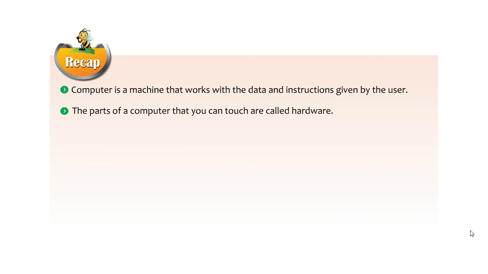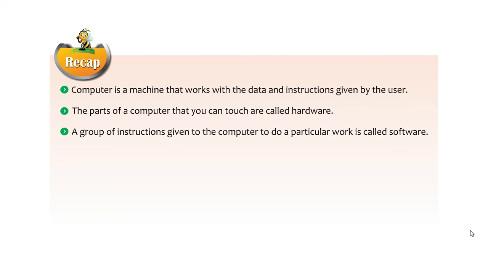Students, let us take a recap of this chapter. Computer is a machine that works with the data and instructions given by the user. The parts of a computer that you can touch are called hardware. A group of instructions given to the computer to do a particular work is called software.